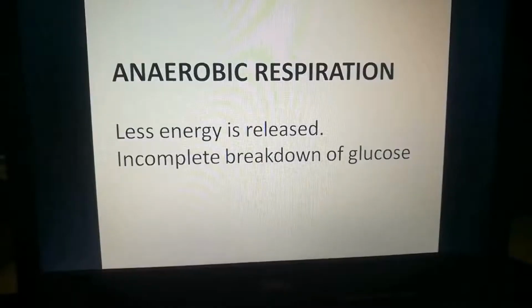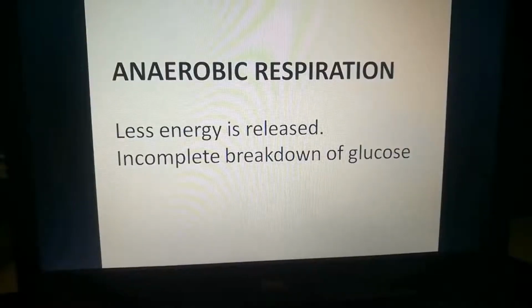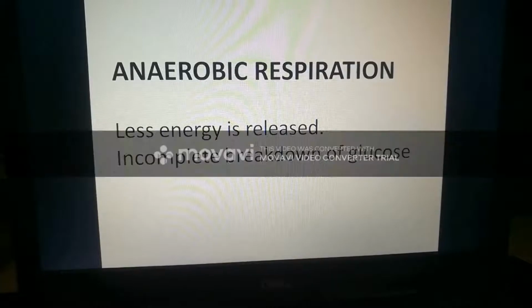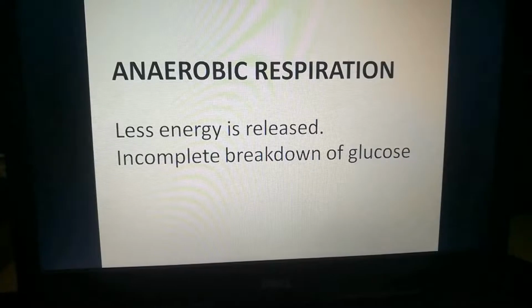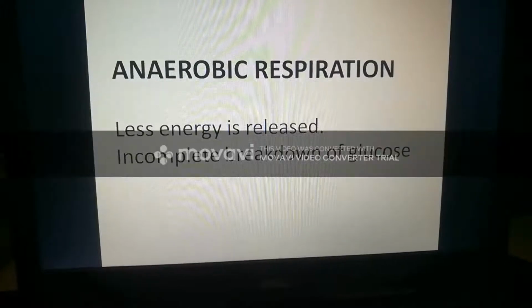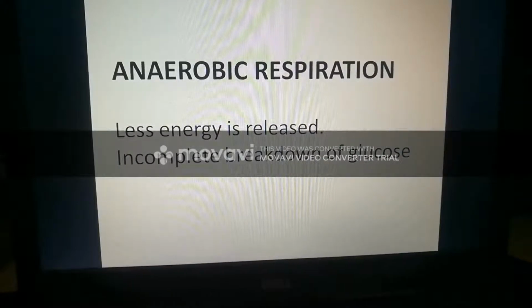Respiration. The second type of respiration is anaerobic respiration. Anaerobic respiration, as I said, happens in the absence of oxygen. After anaerobic respiration, very little energy is released. In anaerobic respiration, the glucose is incompletely broken down. Incomplete oxidation of glucose happens in anaerobic respiration.